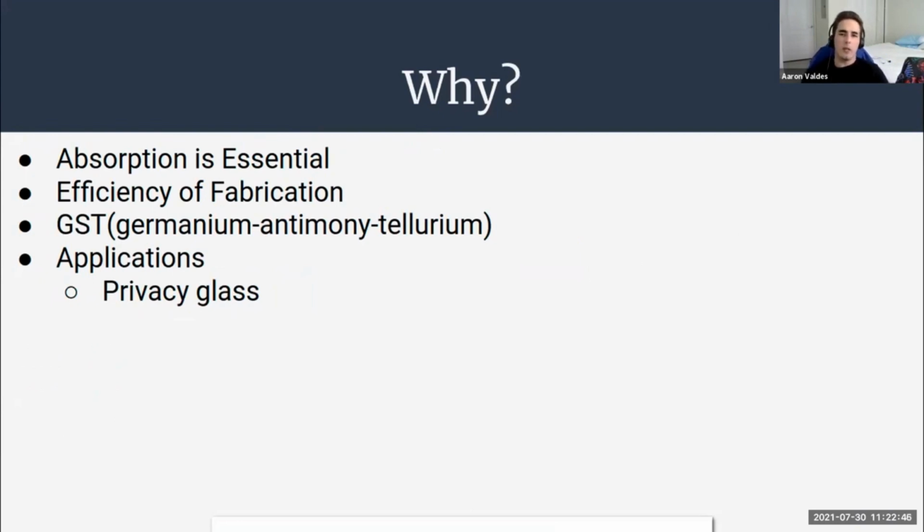Well, it all boils down to the idea of switching the transparency of the material from transparent to opaque when you apply an electrical voltage across them. And the most common material for privacy glass is PDLC, which stands for polymer dispersed liquid crystals.